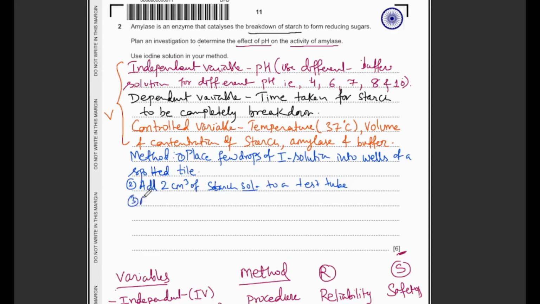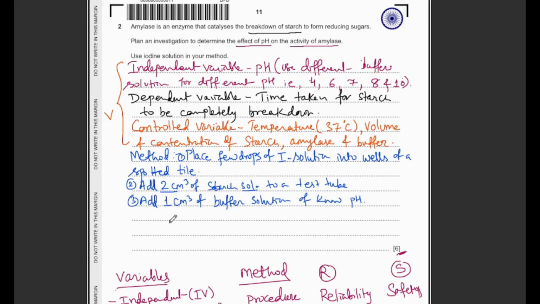Third one is, we need to mention these volumes, okay, always remember to mention the volume. Don't just leave it like add the starch solution into the test tube, add the buffer into the test tube. No, mention the volumes here. Add 1 centimeter cube of buffer solution of known pH. Okay, so whichever pH we are doing, 4, 5, 6, 7, we can do with that.